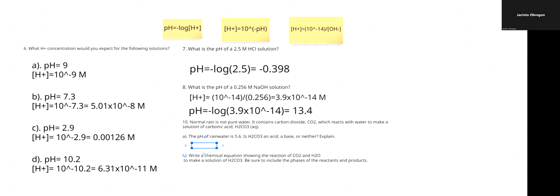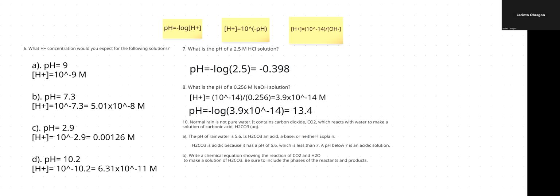Remember, these should be subscripts, but on the Zoom whiteboard, there's no way for me to write subscripts. What happened here? Okay. Is acidic because it has a pH of 5.6, which is less than 7. pH below 7 is an acidic solution. Okay, I think most everyone understands that one.